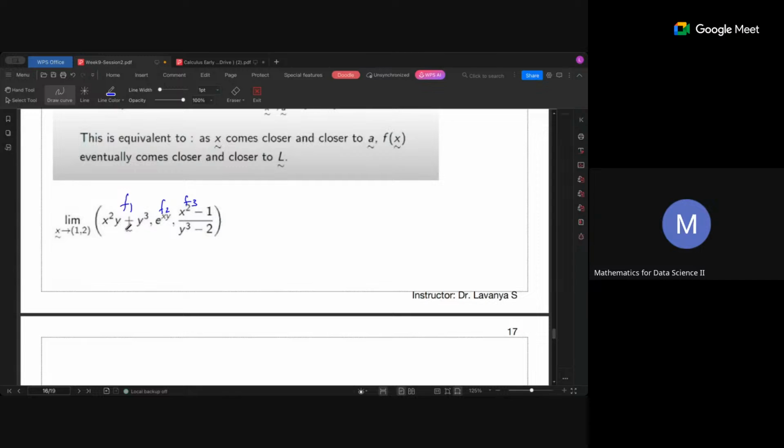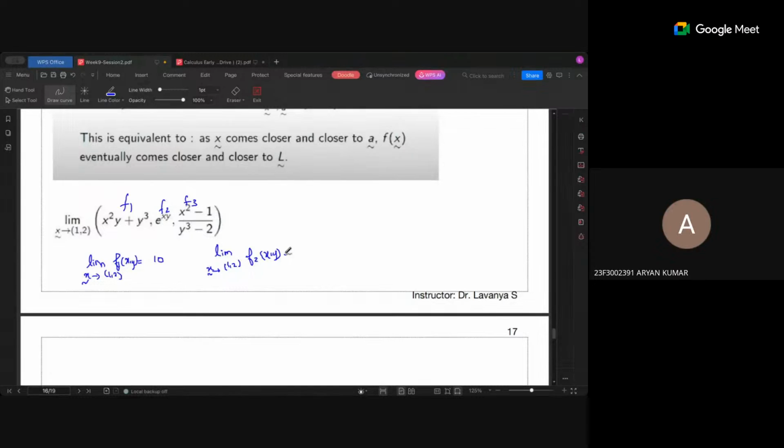So what is the limit of f1 first of all? f1 is just a polynomial function, right? So what is the limit of this function at 1, 2? Be careful. It is 10. And what about the limit of f2 of x comma y?